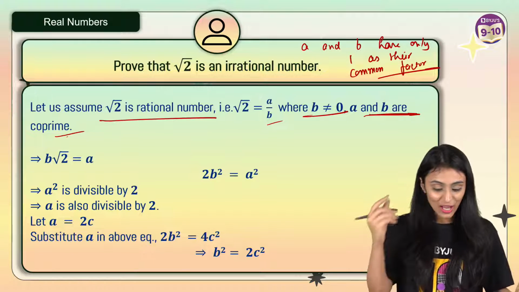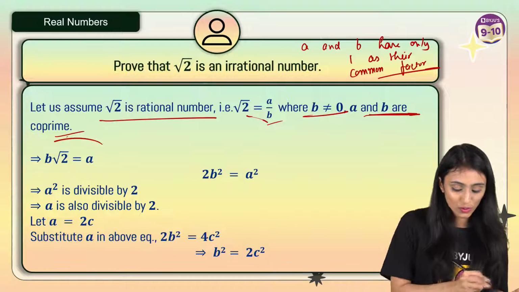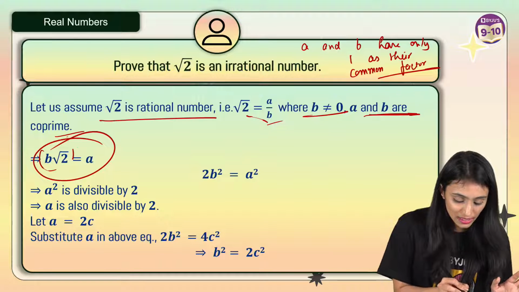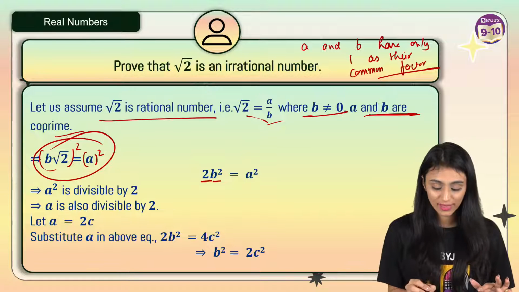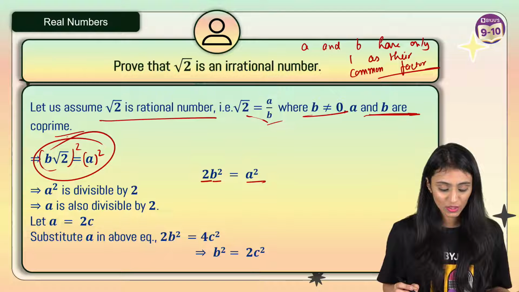All right. So first of all, let's take this to the other side. These are the steps that we have to follow. B root 2 equals A. Then we do squaring both sides. That becomes B square times root 2 square, which would be 2, and this will be A square. What does it show? If you divide both sides by 2, this shows what?